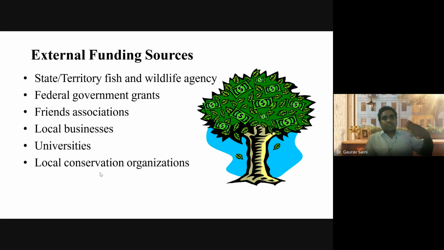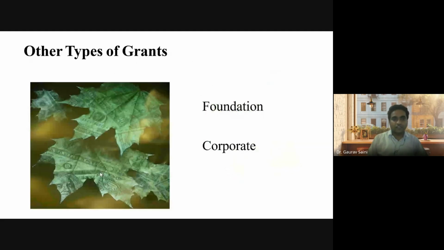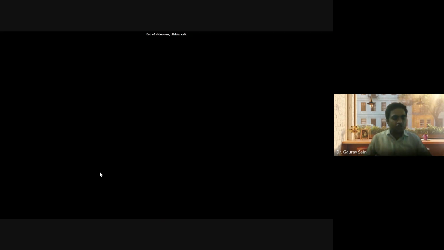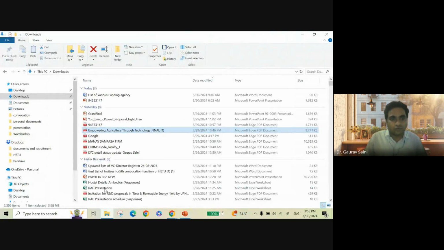So there are some of the external funding sources, state, territory, fees, and different kinds of agencies. So we have different kinds of grants that can be foundation or corporate. And okay, let me take you to another part, just the format of that.